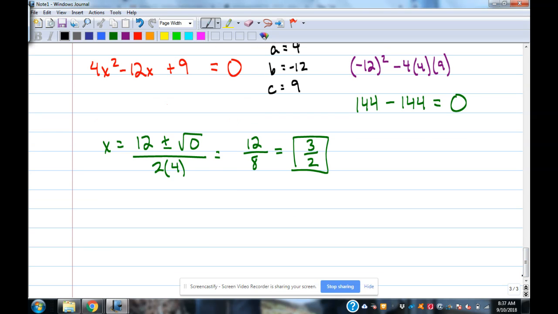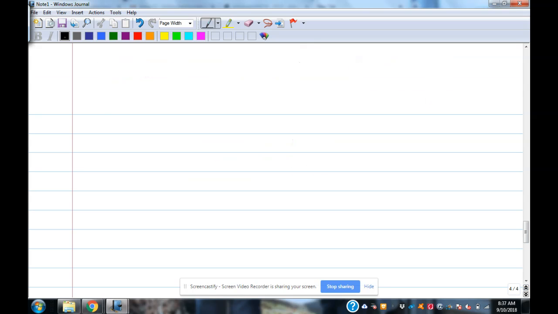But it's the same process, though, as we did before, because instead of having to break down a number here, we got 0. The square root of 0, when we simplify that, is 0. And we just went ahead and did that math. We know if we add or subtract 0, nothing's going to happen. Let's do one more.